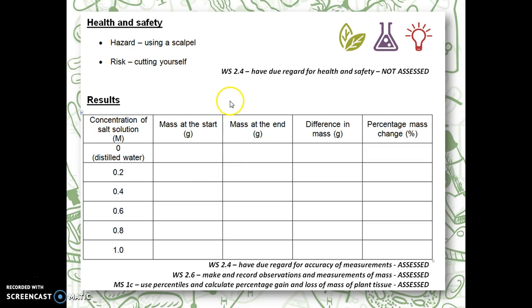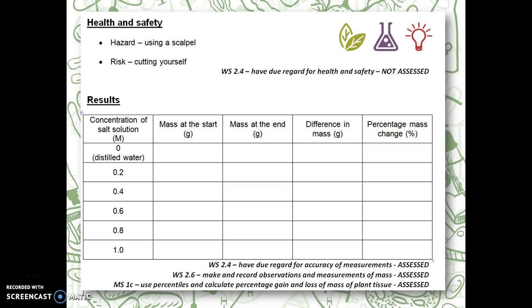One of the other sections you could get tested on is health and safety. Now this one's quite brief here. Obviously there's a hazard of using the scalpel. The risk is cutting yourself, so to prevent that, you're going to make sure your fingers are out of the way and that you're cutting away from your fingers. Are there any other risks? Potato allergy, salt allergy, not really. You don't have to tell me about tripping over bags and things like that. It's risks specific for the investigation that we're looking at.